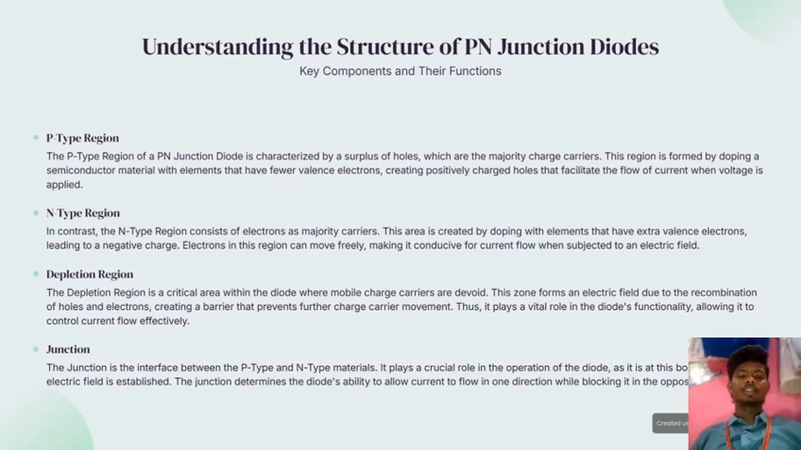Junction. The junction is the interface between P-type and N-type materials. It plays a crucial role in the operation of the diode. The electric field established at the junction determines the diode's ability to allow current to flow in one direction, while blocking it in the opposite position.